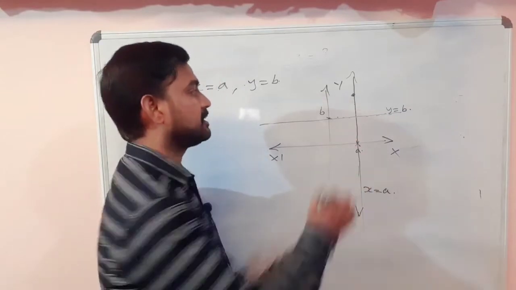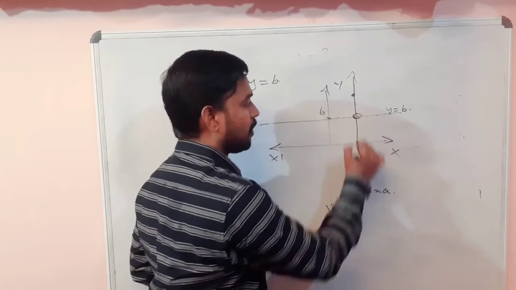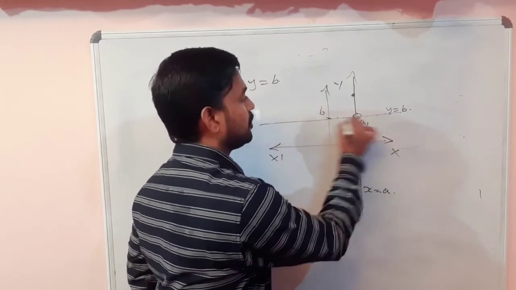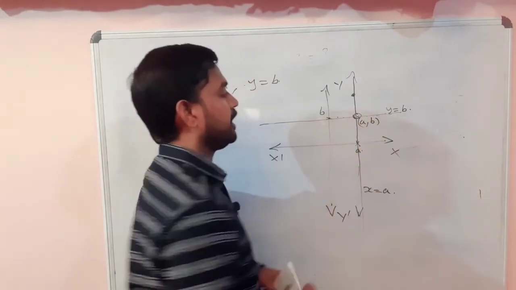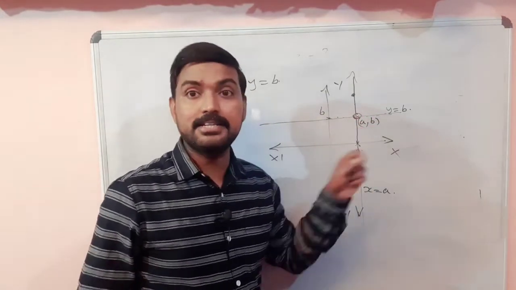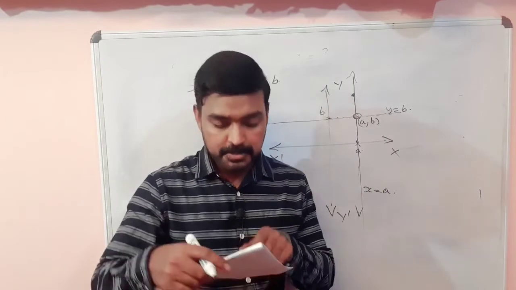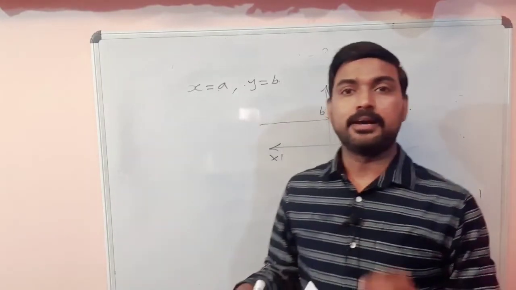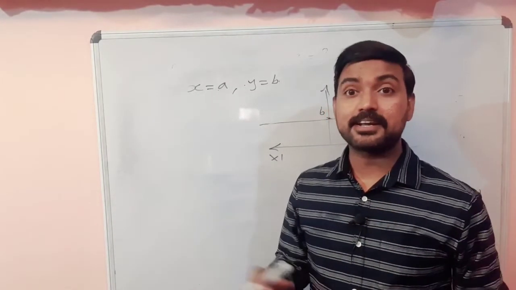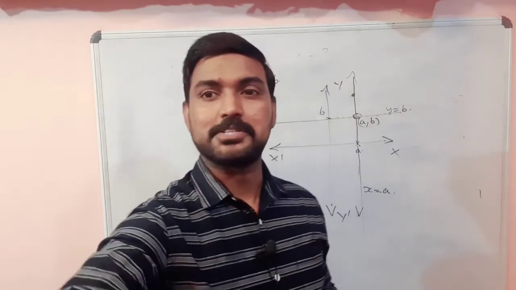Clearly we can understand it is intersecting. What will be this point? Here A is the x value, and the y value is B. So A comma B is the point where they intersect. So option A, intersecting, is clearly the right answer. Now we can go to the next question.